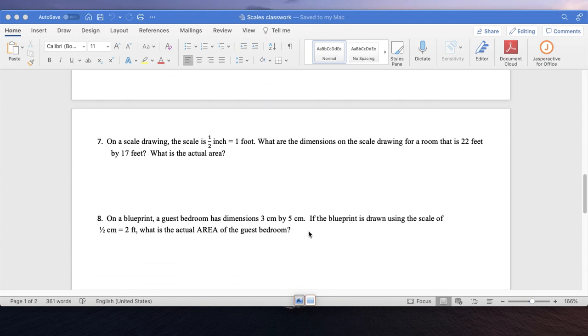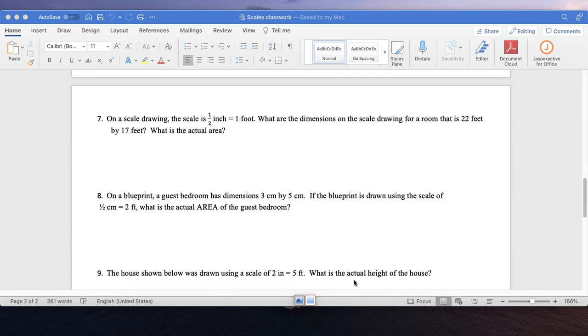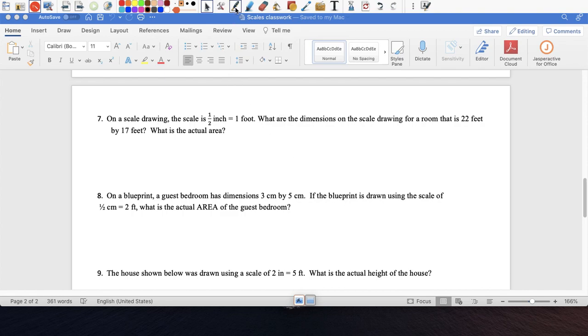Number 7. We want the same problem as we did before. So the scale here is 1/2 inch is 1 foot. That's the scale given to us, right? That's the scale. And we have a room.